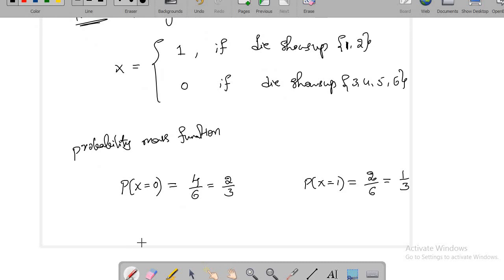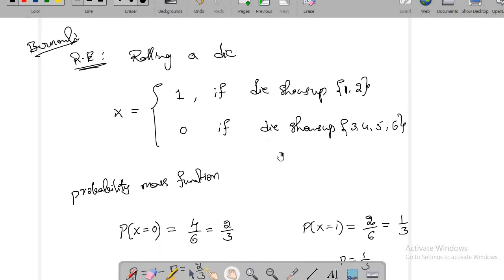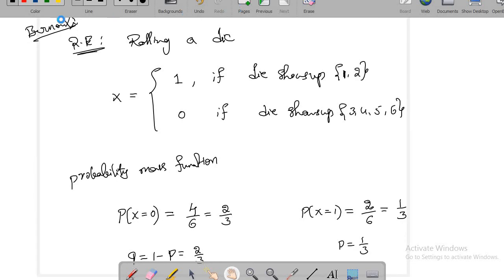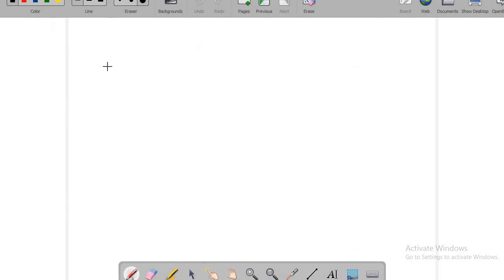So now the probability of getting success, we take it as P, that is 1/3. And what is the probability of getting failure? Q, that's exactly 1 minus P. So that's 2/3. Okay, so now let me define what is the probability mass function of a Bernoulli random variable.